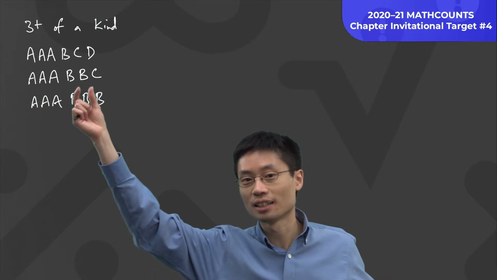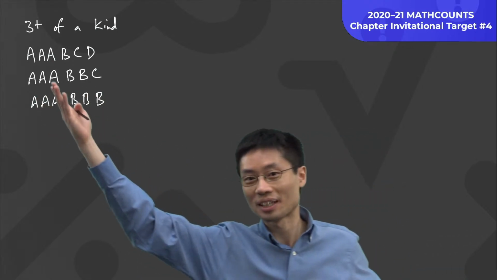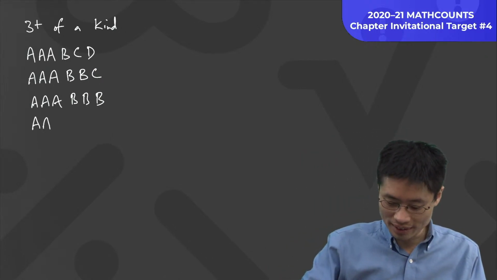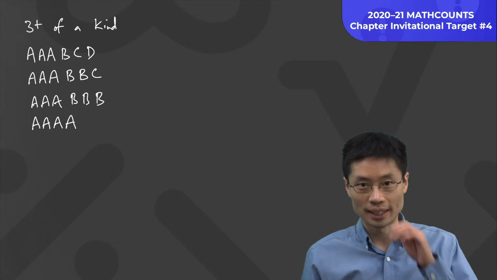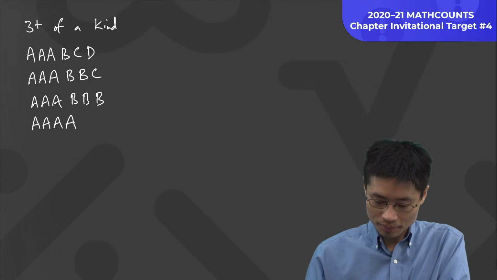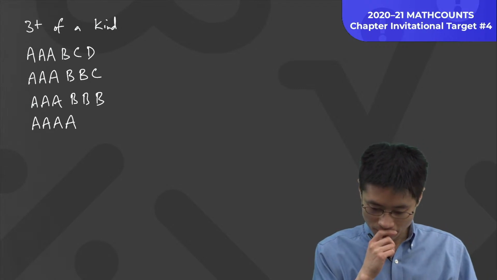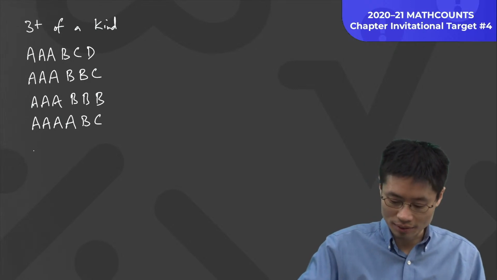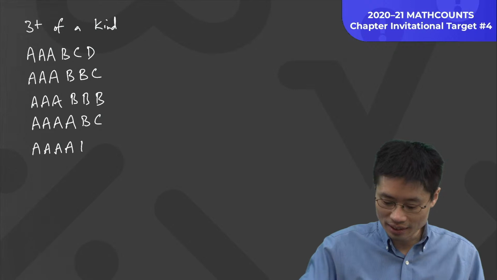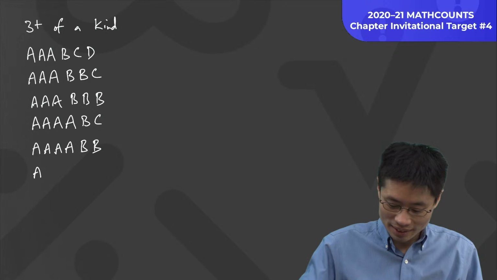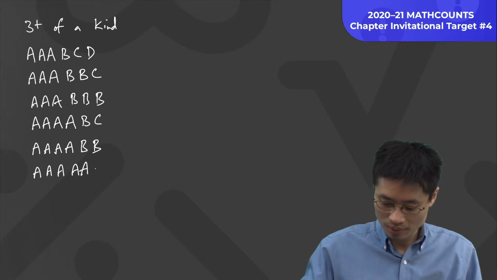Or I could have 3 of a kind and then 2 of this and then 1 of that. Or I can have 3 of a kind and then 1 of each of the rest. But there's even more. I could also have 4 of the A's. If I have 4 of the A's, I could have like a B and a C, meaning those two are different. Or I can have 4 of the A's and a B, meaning those two are the same. Or I can have 5 A's and a B, or I can have all 6 A's. This is too many cases.